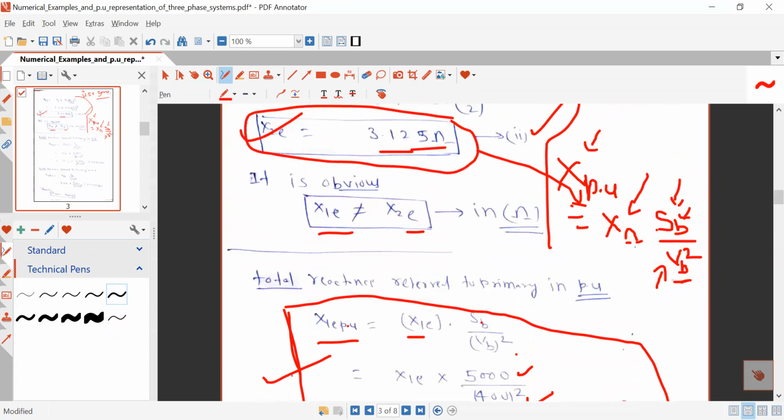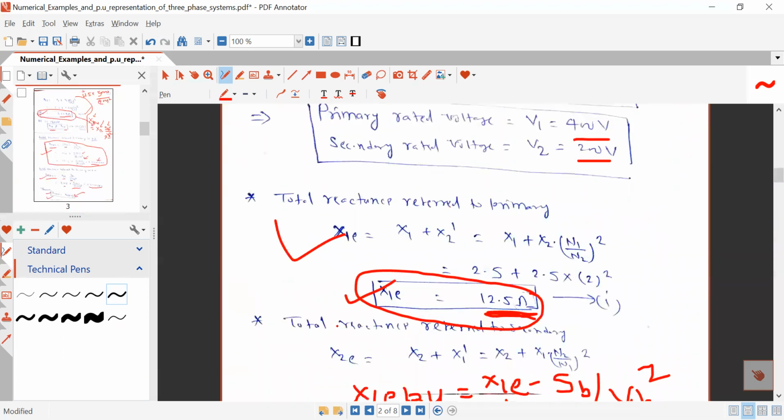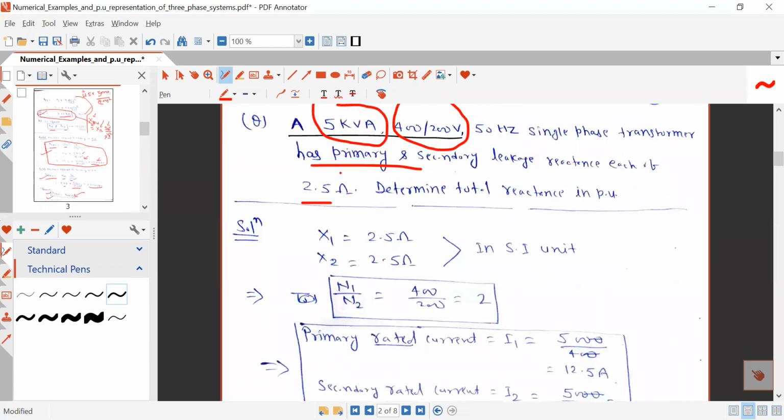And second, how will you convert this 2.5 ohm into per unit? If you want to convert the individual reactance into per unit, the primary reactance, and not the total, then again you can use the same formula. X1 per unit will be X1 actual into SB by VB square. Here, if you are doing the calculation for the primary side, then X1 will be 2.5 ohm, SB will be 5 kVA, and VB for the primary side will be 400 volt.